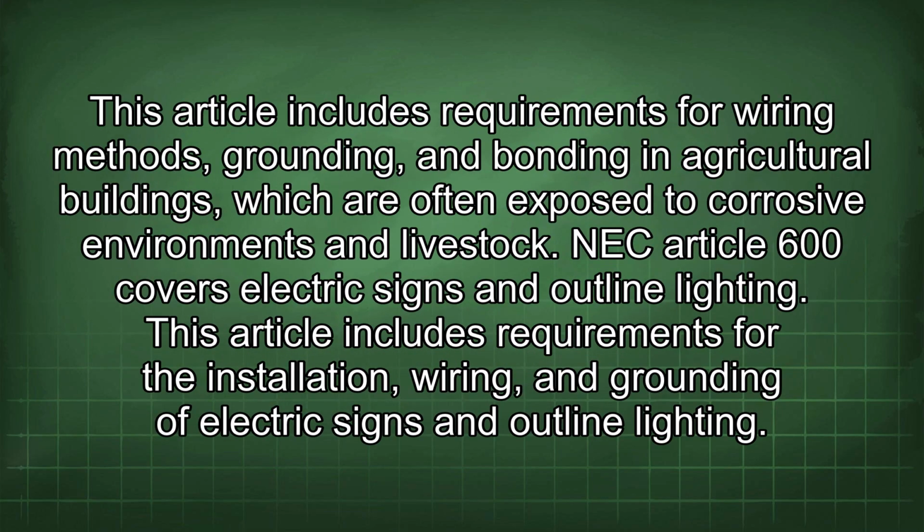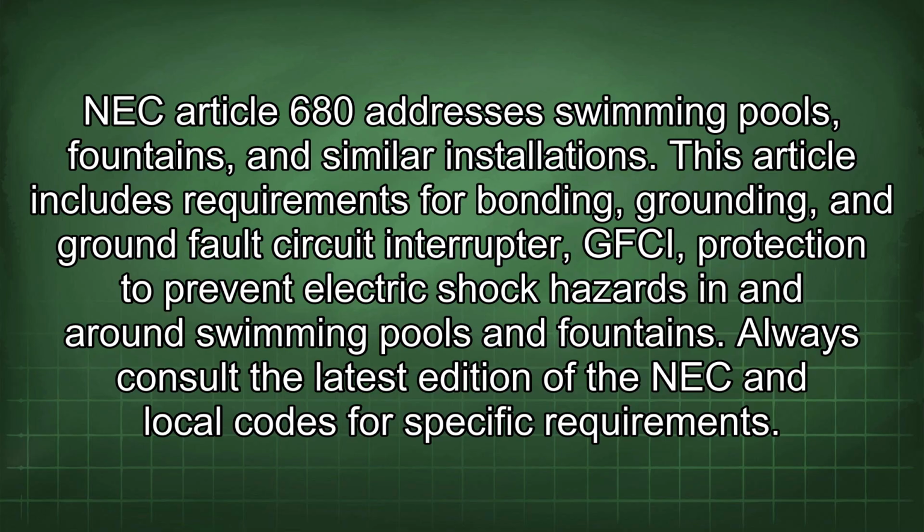This article includes requirements for wiring methods, grounding, and bonding in agricultural buildings, which are often exposed to corrosive environments and livestock. NEC Article 600 covers electric signs and outline lighting. This article includes requirements for the installation, wiring, and grounding of electric signs and outline lighting. NEC Article 680 addresses swimming pools, fountains, and similar installations. This article includes requirements for bonding, grounding, and ground fault circuit interrupter (GFCI) protection to prevent electric shock hazards in and around swimming pools and fountains.